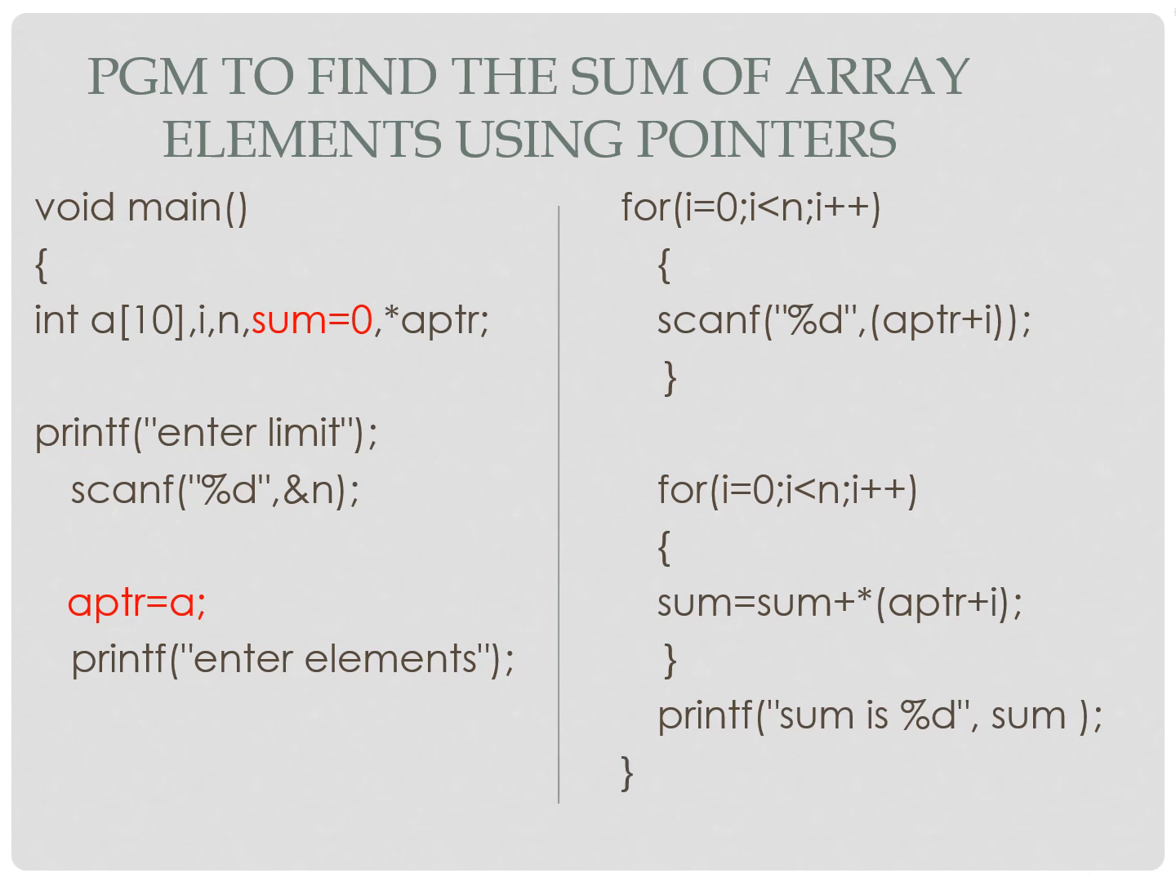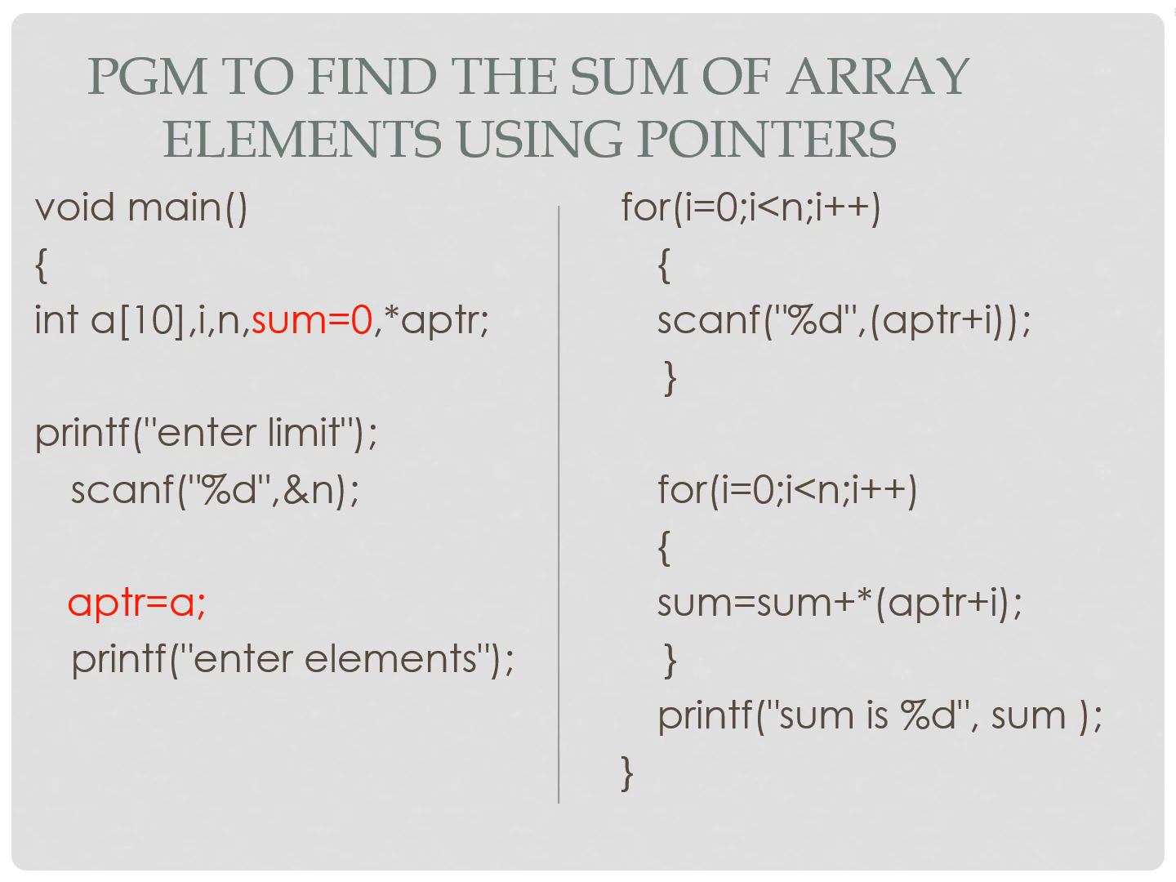Next program is to find the sum of array elements using pointers. It is the same way you would find the sum of array elements without pointers, the only difference is in the reading part. Again you have int A of 10 and a pointer APTR, and initially you are assigning the value of sum equal to 0. Read the number of elements into n. Assign the address of A to APTR, APTR equal to A.